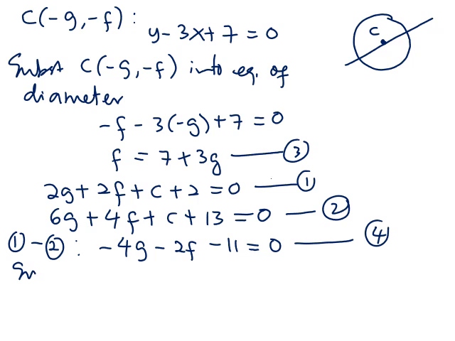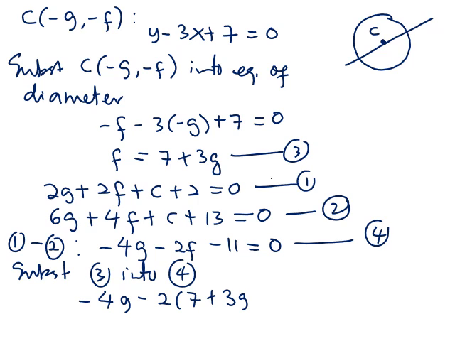So substitute the third equation into the fourth equation. Okay, so you substitute 3 into 4, then you can have -4g minus 2 times (7 plus 3g) minus 11 equals 0. And then you solve this until you can get g equals -5/2 and f equals -1/2 and c equals 4.